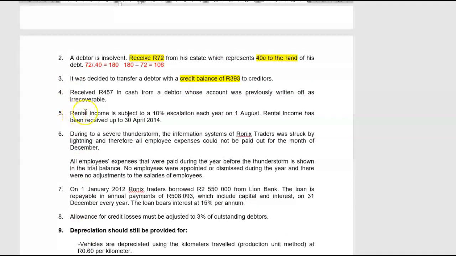Right, 5. Rental income is subject to a 10% escalation every year on the 1st of August. Rental income has been received up to 30 April 2014. Now our year end is 31 December. So that means we have received in total how many months? 12 months for the year plus the 4 months in advance. So we have received 16 months' worth of rent.